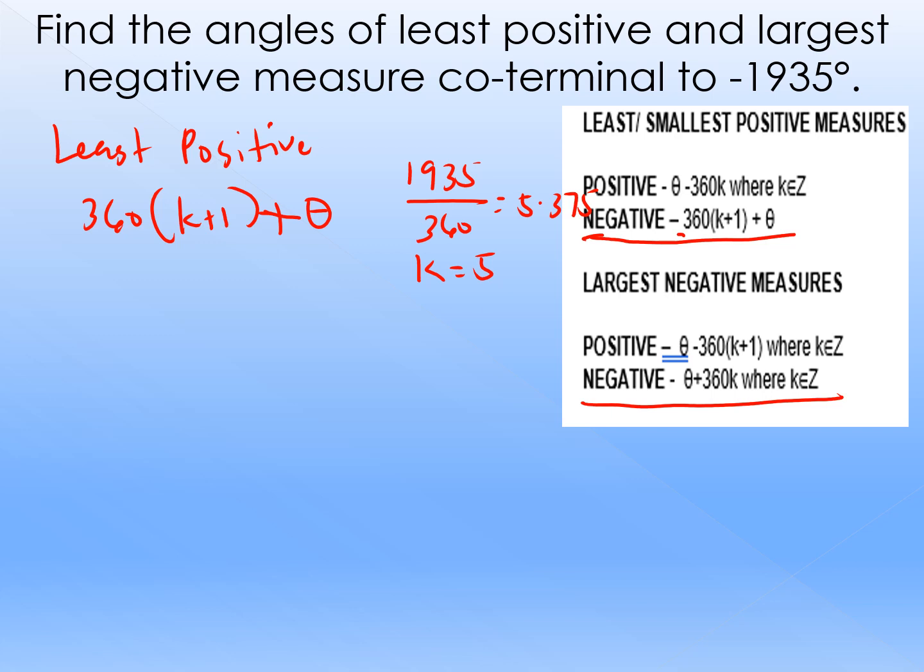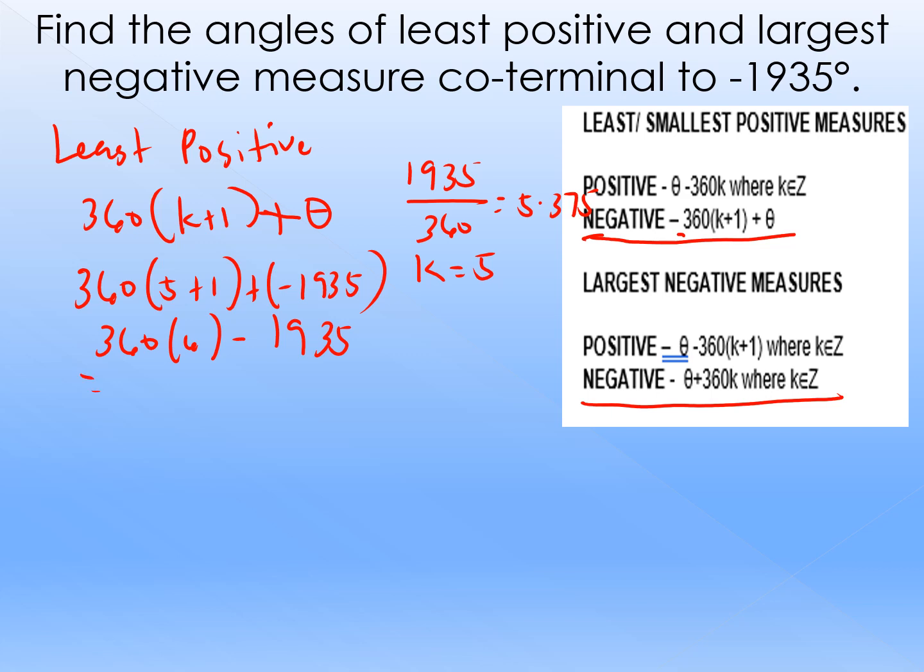Let us now substitute. So we have 360. Instead of writing k, we're going to write 5 plus 1 plus our theta, which is negative 1935. So we're going to have 360 times 6 minus 1935. And the answer is 225 degrees. So the least positive measure coterminal to negative 1935 degrees is 225 degrees.